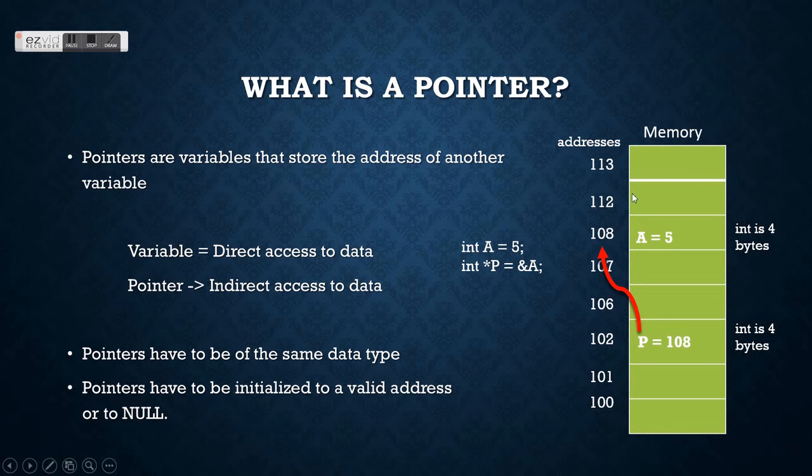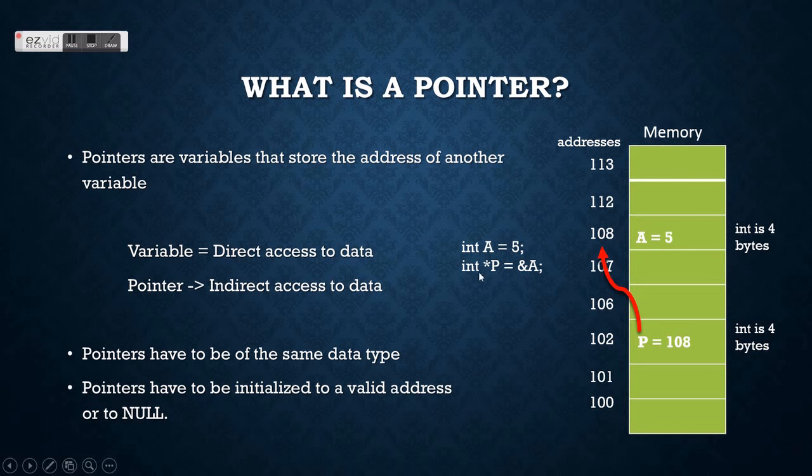For example, in this memory, which is the RAM memory of our computer, there are tons of addresses to which variables are assigned. For example, this integer variable a that is equal to 5 is assigned to some free address of memory, which is 108 in this case, of size 4 bytes because it's a data type integer, which is 4 bytes. So from 108 to 111 is going to be the variable a.